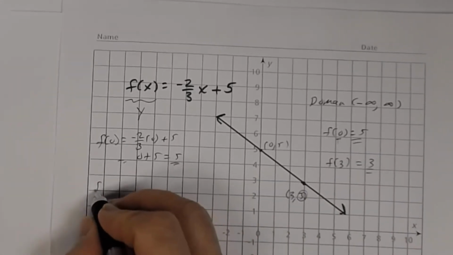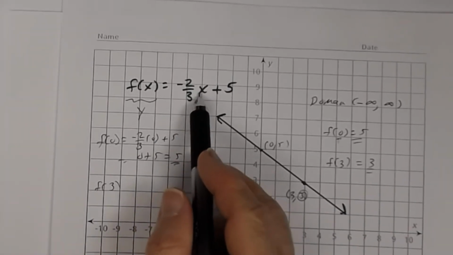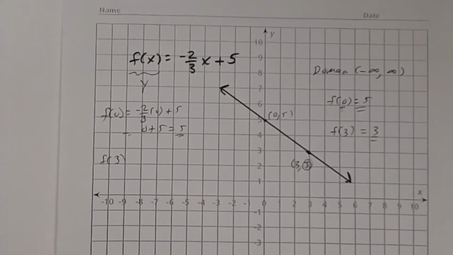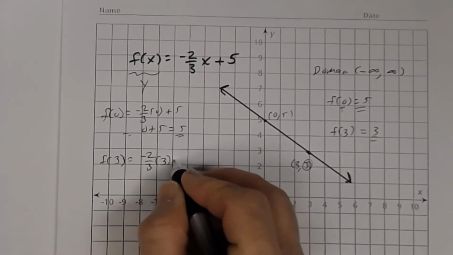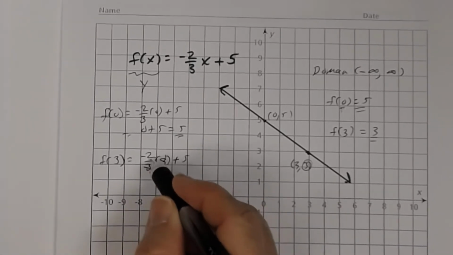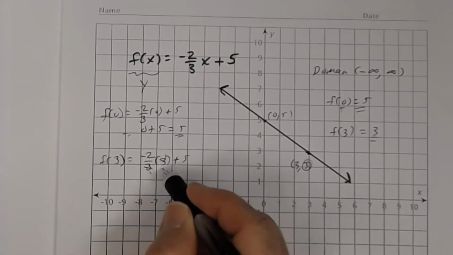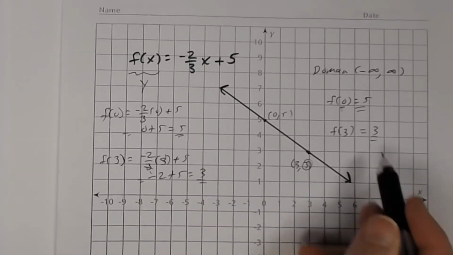And so if you want to find f of 3, like we did here, then wherever you see the variable x, you'd substitute 3. And so I get negative 2/3 times 3 plus 5. And the 3's divide out. So I get negative 2 times 1, which is negative 2. And negative 2 plus 5 is 3, which is what we said.